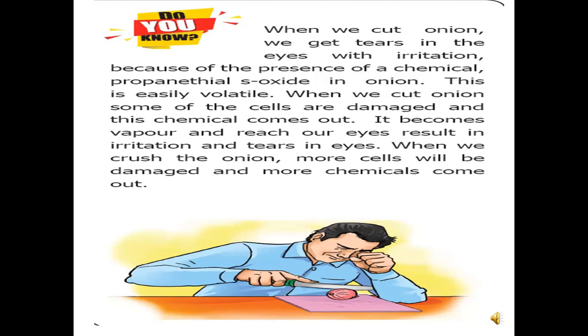When we crush the onion, more cells will be damaged and more chemicals come out. So, the eyes get irritation because of the presence of the chemical propanethial S-oxide in onion.